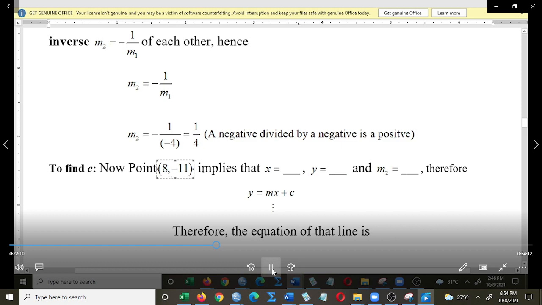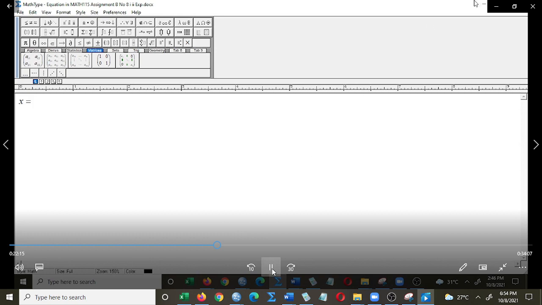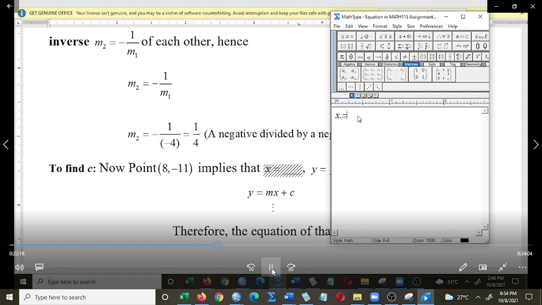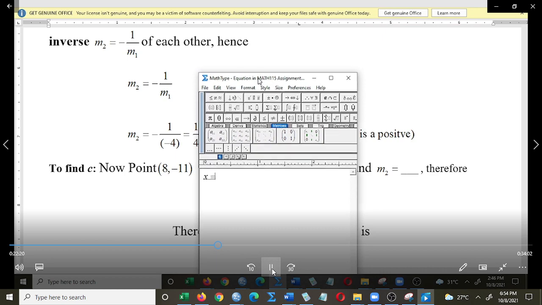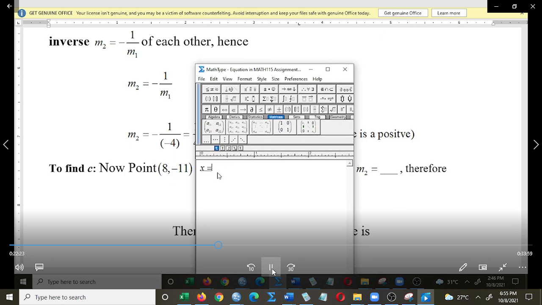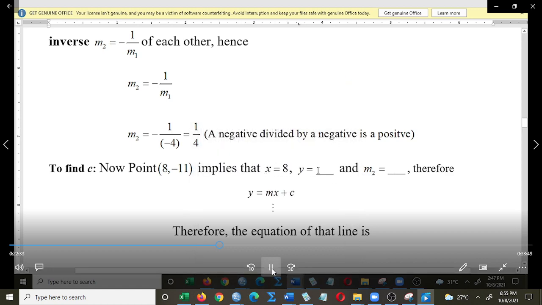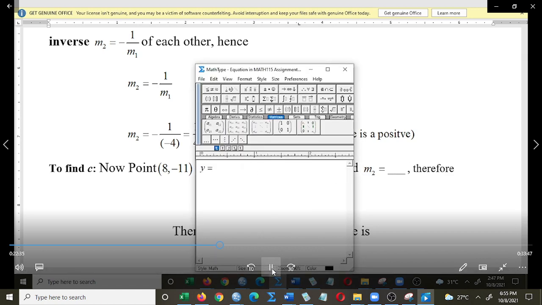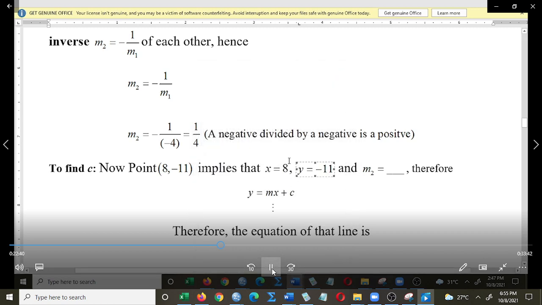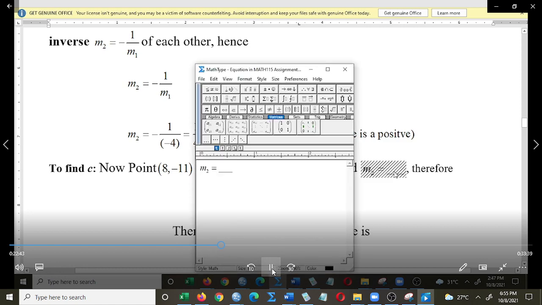And why? Because a point implies that x equals 8 and y equals negative 11. And you already know m2 is equal to 1 over 4.